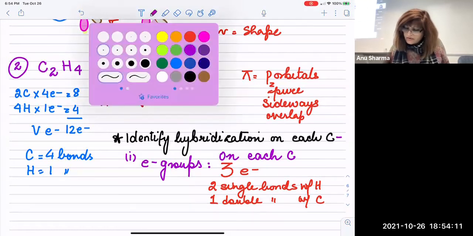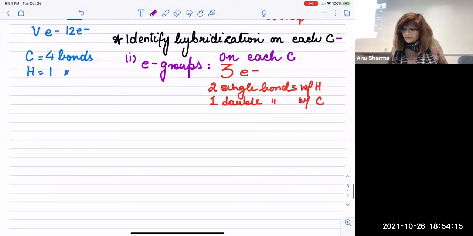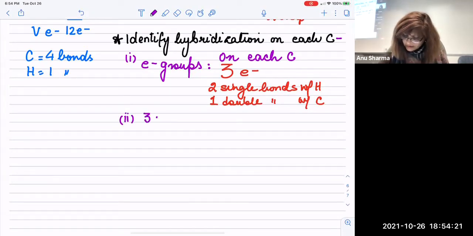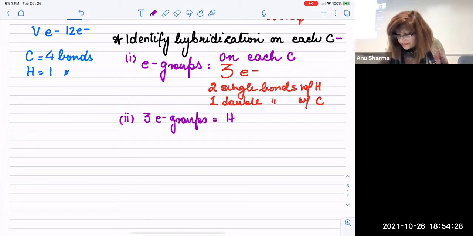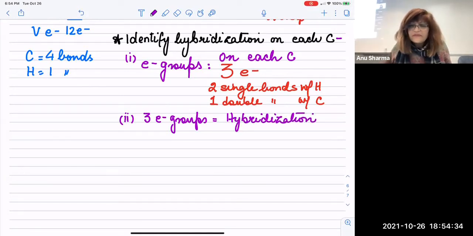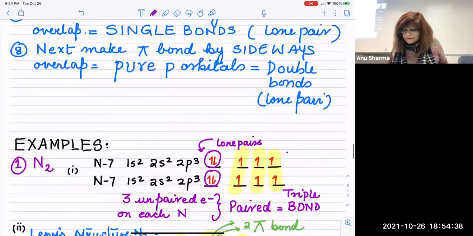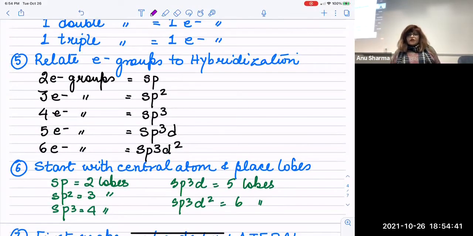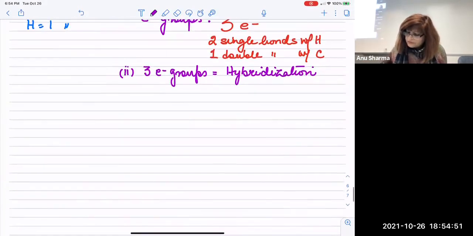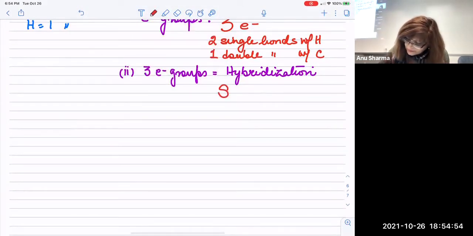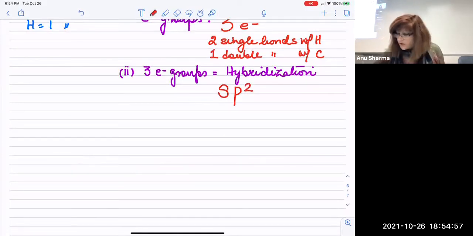Okay, now, when there are three electron groups, what does it relate to? Three electron groups. What kind of hybridization? Tell me, three electron groups. What hybridization do you see? Very good. sp2. So each carbon will have the sp2 hybridization. Each carbon.